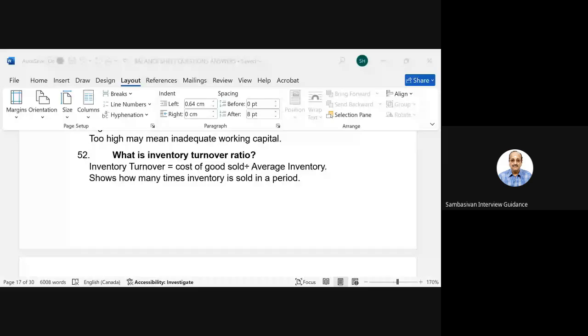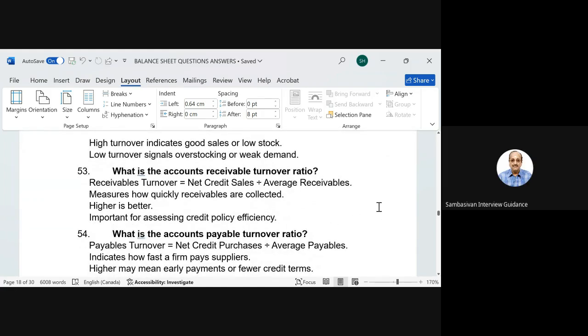Yeah, now where are we? Our balance sheet. Where is the balance sheet? Yeah, it has come. The balance sheet is coming here. Who was reading it? Atul. Yes, sir. You were at 52, right? Now over. Yes, sir, 53. What is the account receivable turnover ratio?